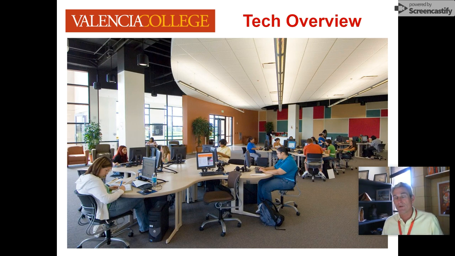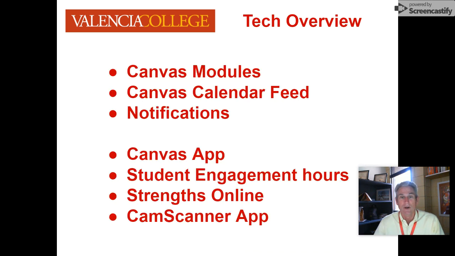If you're going to be successful in our class, really in any of the Valencia classes, you really have to be able to navigate the technological environment. So I'm going to go over a few things with you in a couple videos here just to get us on the same page. We're going to talk about Canvas modules, what that means, Canvas calendar feed, and how to use that to your advantage, and then also how to set your notifications. Then when we come back, we'll look at the Canvas app, student engagement hours, how to do the strengths test online, and some apps that will be helpful as well.